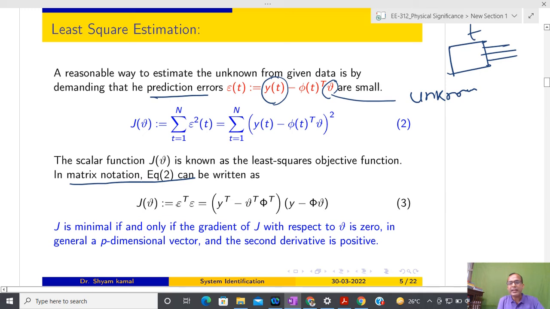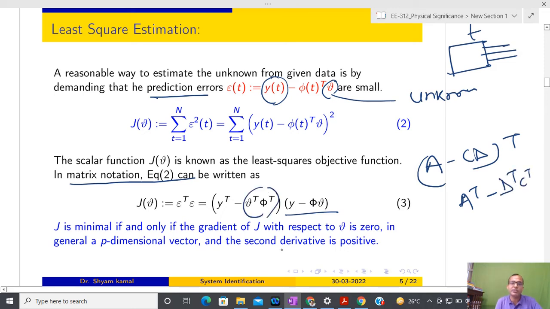Okay, so in matrix form, y is nothing but some kind of column vector, and phi and theta, and after that we are writing y minus phi theta. So basically zeta. If you take, suppose, A and B, and you take the transpose of that, then the transpose of AB equals B transpose A transpose. Due to that reason, this kind of thing comes into the picture.